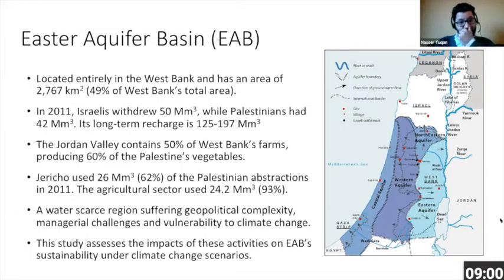In 2011, the overall withdrawal was around 50 million cubic meters by the Israelis and 42 million cubic meters by the Palestinians. That sounds good when you look at the long-term recharge, but as we are going to see later on, those numbers are probably not very accurate. It has long been very important in terms of economy and agriculture. For instance, 60% of all Palestinian vegetables are produced there. Also, in terms of economic value, it is where most of the Palestinian part of the Jordan Valley is located, which has lots of impacts on the economy and tourism. That is why 90% of the water abstracted from that aquifer goes into that area.